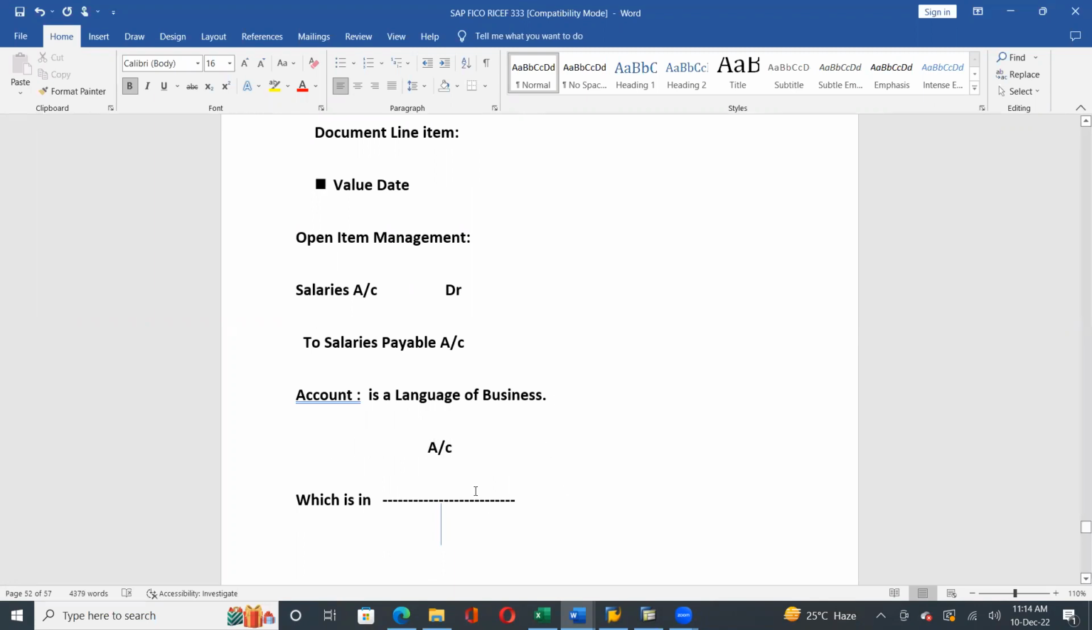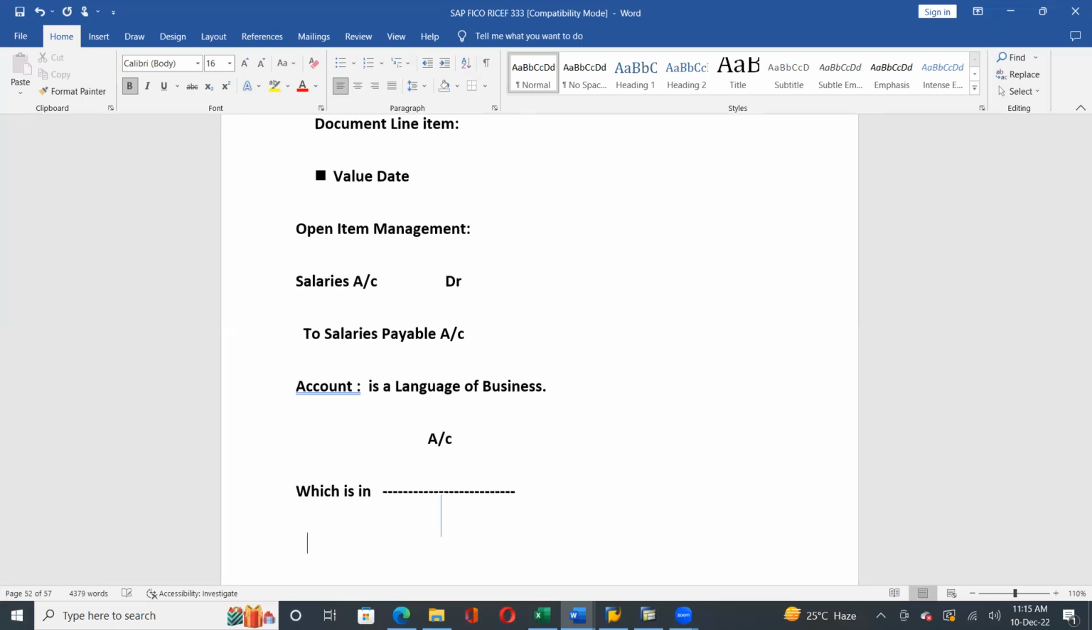And it has two sides. Definitely you know that the left hand side of any account is known as the debit side, and the right hand side of any account is known as the credit side. So if someone asks what debit and credit mean, debit is the left hand side of any account and credit is the right hand side of any account. We are not supposed to say the rules.